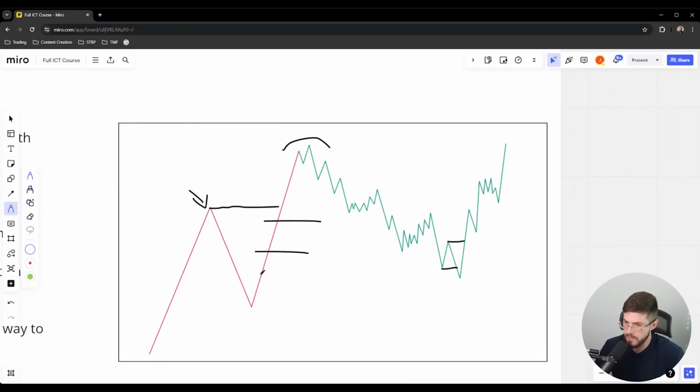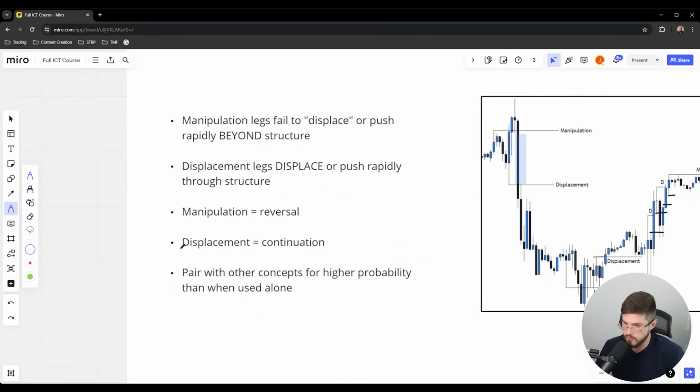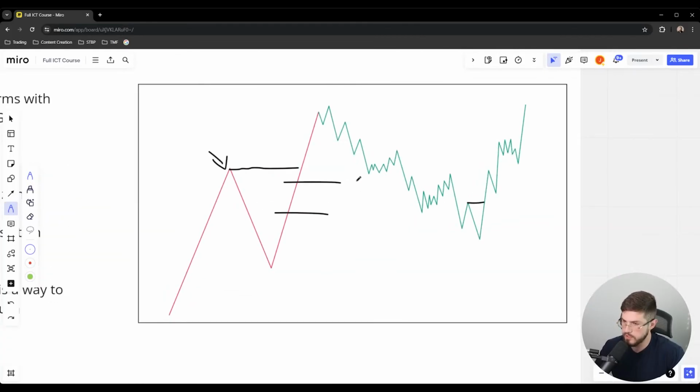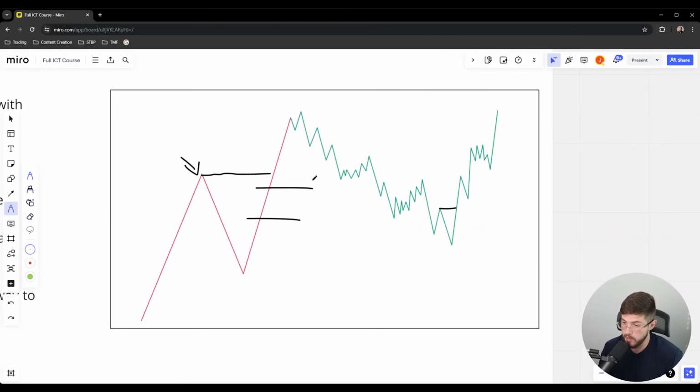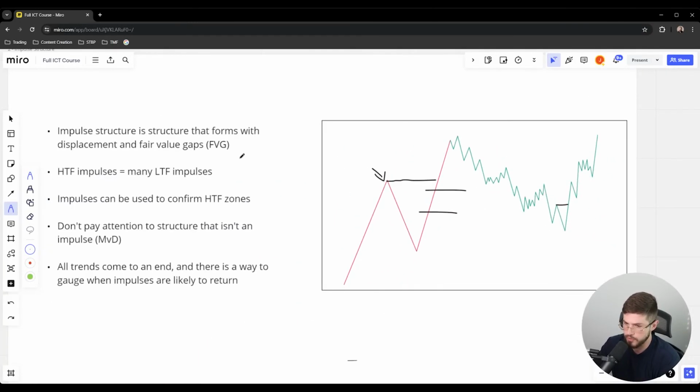Because like we talked about, if this market impulses right here, whenever we come down, we're expecting it to do that again. We're expecting it to continue. Because remember, displacement equals continuation. So if we know that, we can use the lower time frames and use things like market maker models and internal and external range liquidity to get daily bias and find trade setups. But the foundation of all of this is understanding manipulation and displacement along with impulse structure.